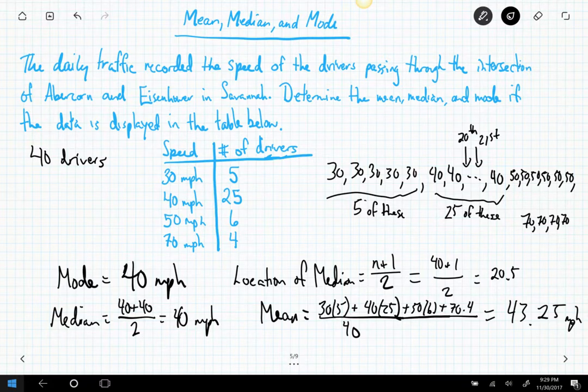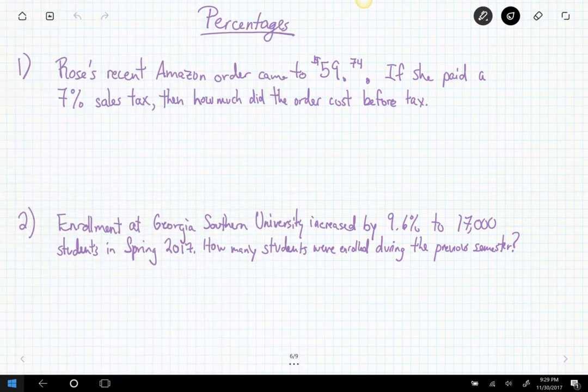Let's take a look at our next problem. Percentages, all right. So let's take a look at these. This tends to be a struggle, so I want to make sure we have it down for the time for our final. So Rose's recent Amazon order came to $59.74. If she paid a 7% sales tax, then how much did the order cost before tax?